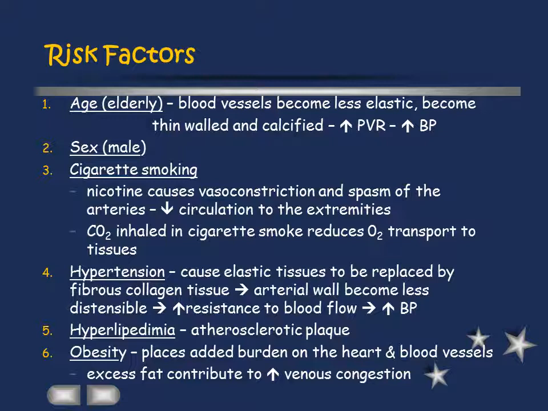Then hypertension, it causes elastic tissues to be replaced by fibrous collagen tissue. So the arterial wall becomes less distensible, so it increases resistance to blood flow and increases the blood pressure. Then hyperlipidemia, that is the atherosclerotic plaque. Then obesity, it places added burden on the heart and blood vessels. Excess fat contributes to increased venous congestion.